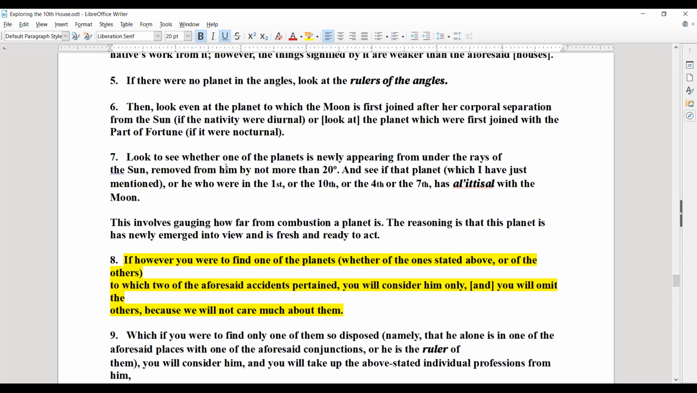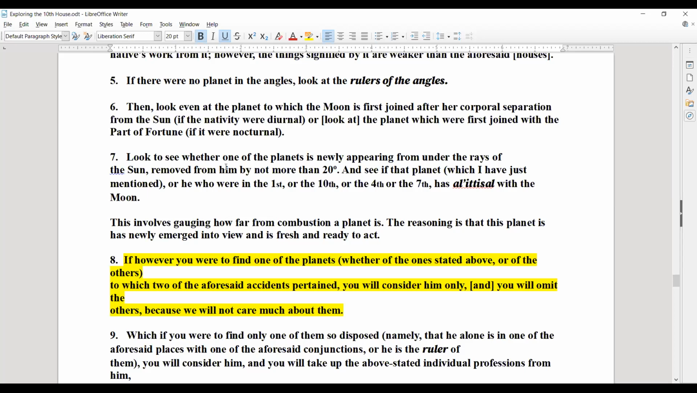Remember, there are three kind of stages of combustion. From 15 degrees or 17 degrees until about 8.5 degrees, the planet is under the rays. From 8.5 until about 17 minutes, it's in deep combustion. From 17 minutes to exact, it's in Cazimi. Cazimi is really the only kind of good thing about combustion. The rest are not so good. So what he's saying is that some planet has just freshly come out from the rays of the sun, and they're ready to operate. They're fresh and ready to go.